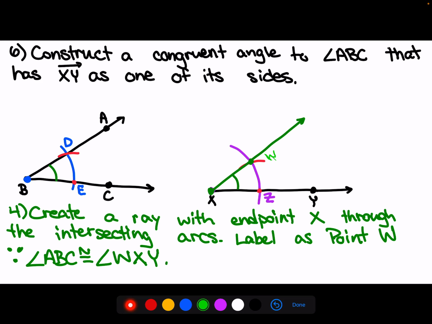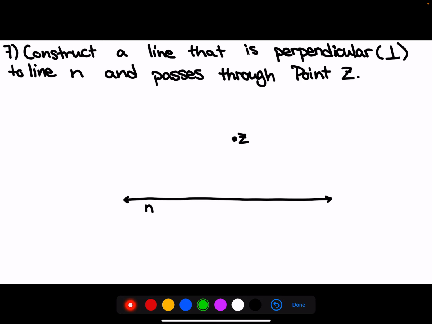All right, construction number 7. Construct a line that is perpendicular to line N and passes through point Z. So we're dropping a perpendicular here. The first thing you want to do is place the point of your compass on point Z. And when you place the point of your compass on point Z, you're going to make sure that your compass will intersect your line at 2 different points.